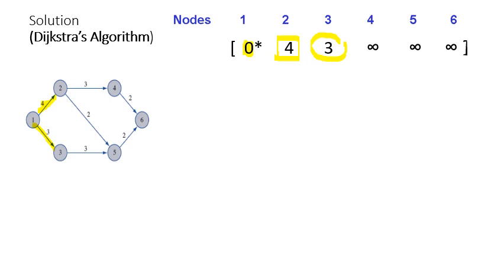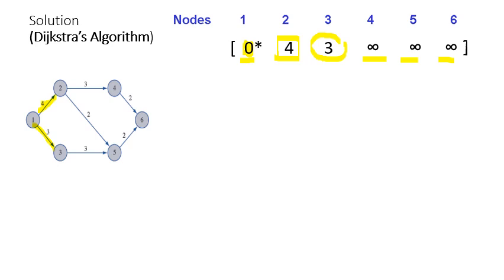And then what about the other nodes? Well, there's no way we can reach nodes 4, 5, and 6 from our current position. You can see from the picture there is no arc going from node 1 to node 4. There's no arc going from node 1 to node 5 and node 6. So we put the infinity symbols here. The infinity here means that we cannot reach those nodes from our current position, which is node 1.